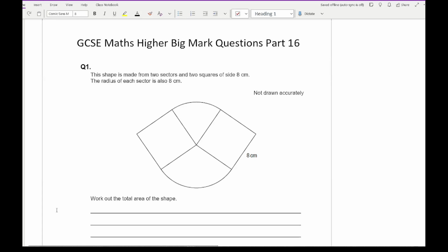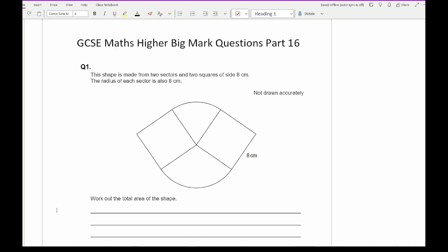Now, if you've not had an opportunity to print out and have an attempt at any of these questions, then I strongly recommend you pause the video, have an attempt at the question, and then unpause so you can watch to see if you've got the question correct. So looking at the first question, it says that the shape is made of 2 sectors and 2 squares of side 8 centimeters. The radius of each sector is also 8 centimeters, and the question is asking us to work out the total area of the shape.